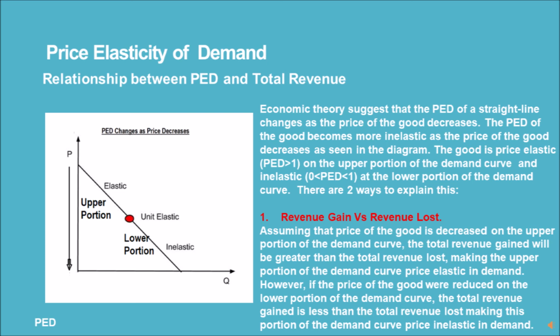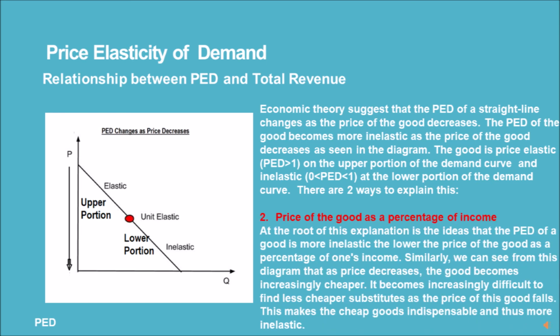There are two ways to explain this. 1. Revenue gain versus revenue lost. Assuming that price of the good is decreased on the upper portion of the demand curve, the total revenue gained will be greater than the total revenue lost, making the upper portion of the demand curve price elastic in demand. However, if the price of the good were reduced on the lower portion of the demand curve, the total revenue gained is less than the total revenue lost, making this portion of the demand curve price inelastic in demand.